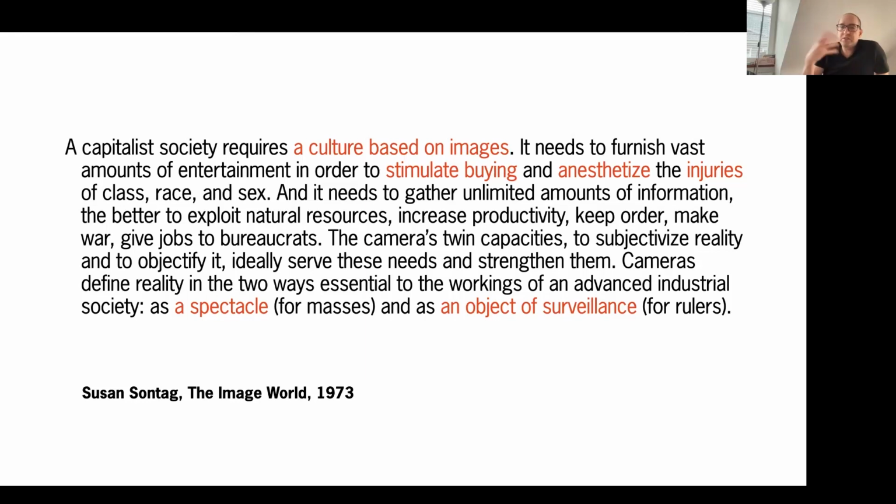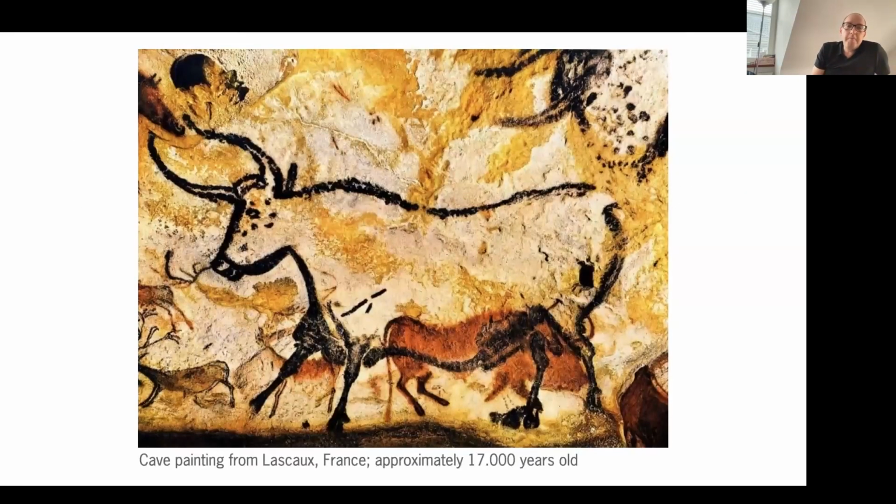So, we always come back to Susan Sontag and her grumpy way of phrasing her disgust with how images work in our societies. We have a much, much longer history of how we consume pictures than how we consume words. This goes back to 17,000 years ago. These are cave paintings from Lascaux. So we basically have visual origins much more than literal origins.